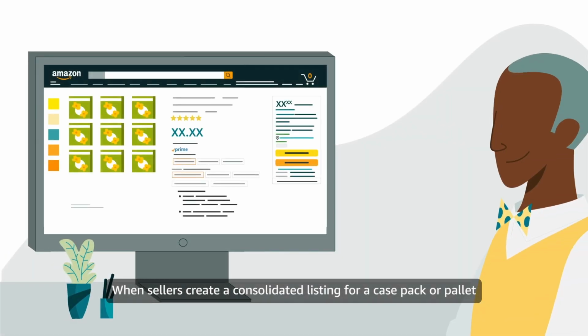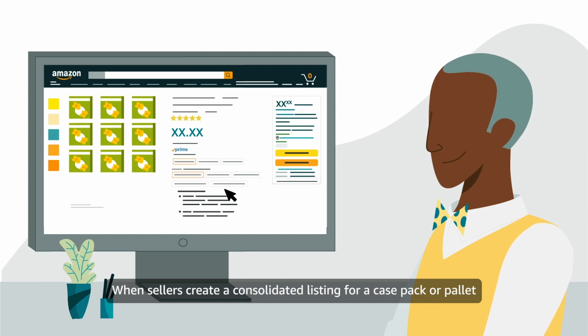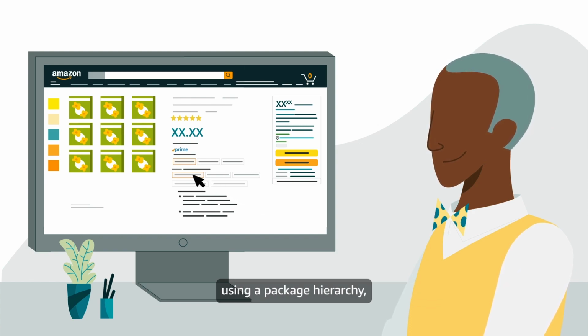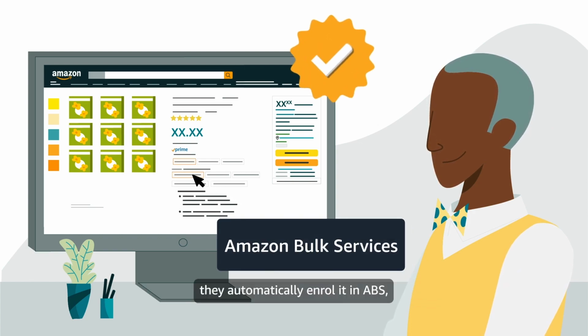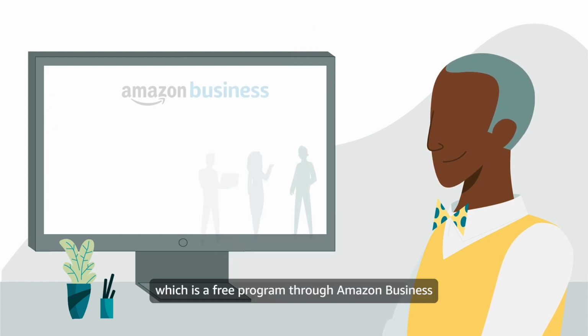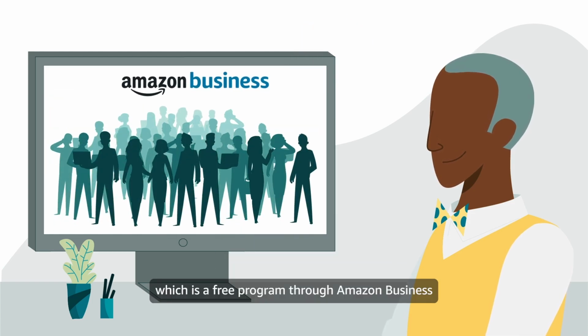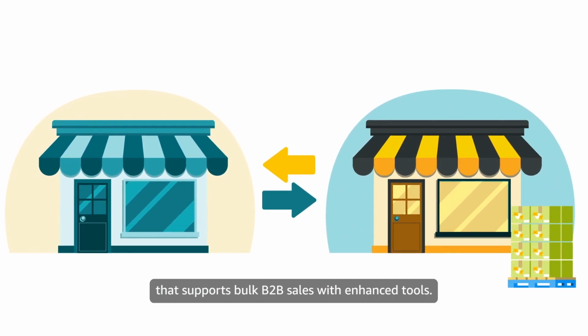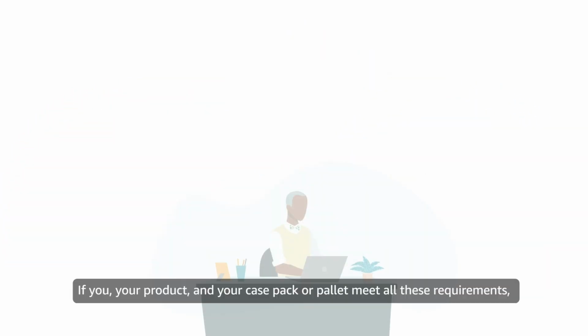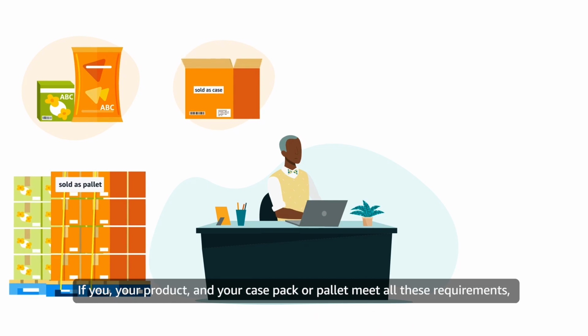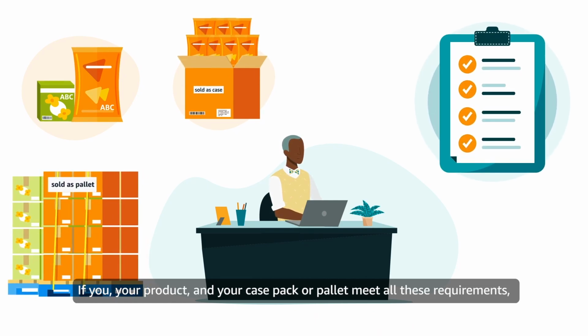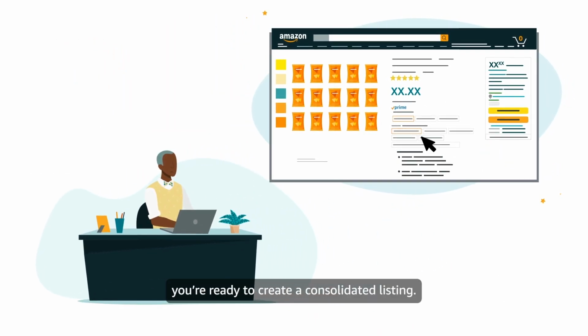When sellers create a consolidated listing for a case pack or pallet using a package hierarchy, they automatically enroll it in ABS, which is a free program through Amazon Business that supports bulk B2B sales with enhanced tools. If you, your product, and your case pack or pallet meet all these requirements, you're ready to create a consolidated listing.